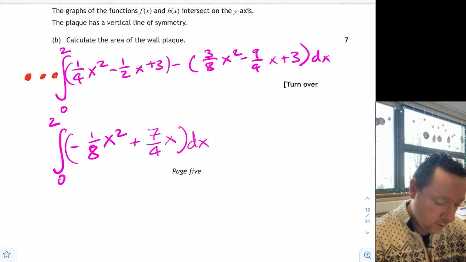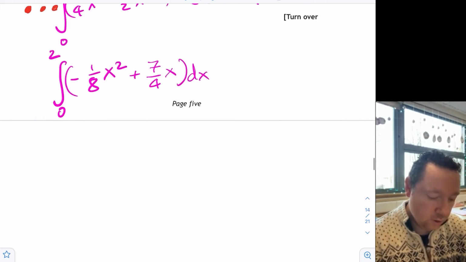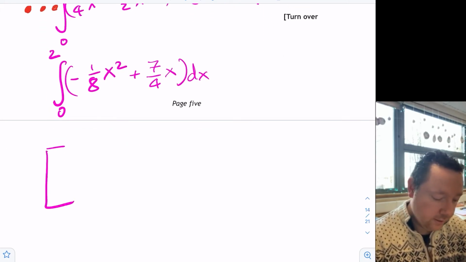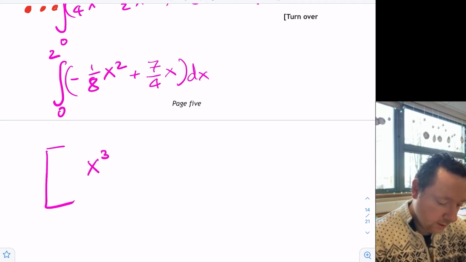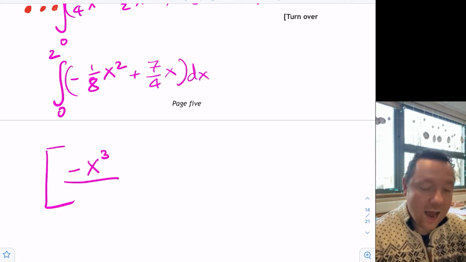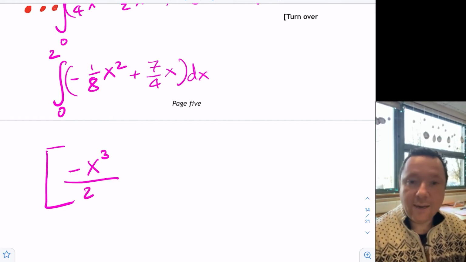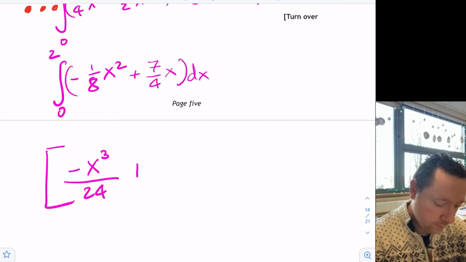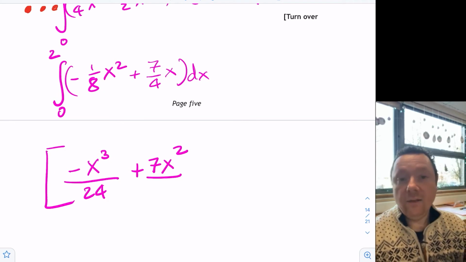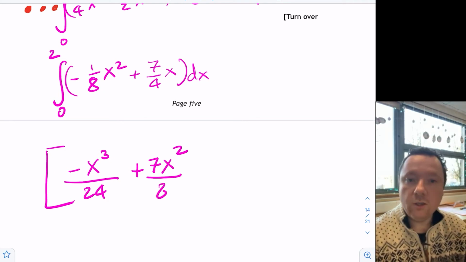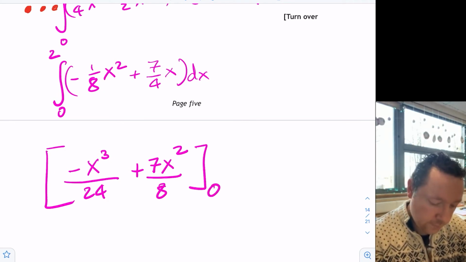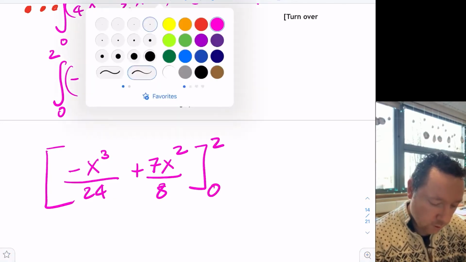So we get the integral of this between 0 and 2. And then we need to integrate it. So that gives us x cubed. Add 1 to the power and divide by the new power. So 3 times 8 I need to do, which is 24. And then plus x squared. I've got 7 still, but I need to divide by 2. So I've got 4 already on the bottom, so 4 times 2 is 8. And that's between 0 and 2.